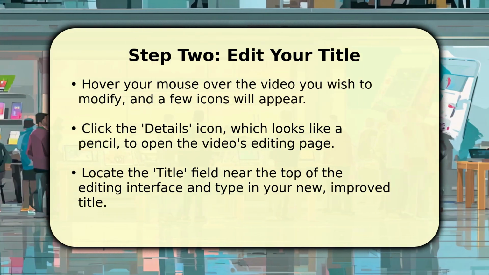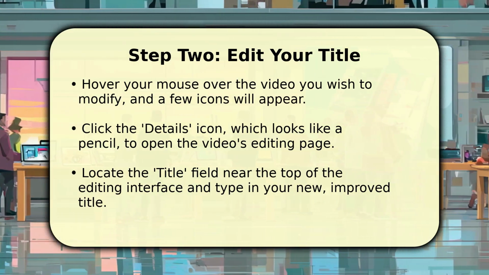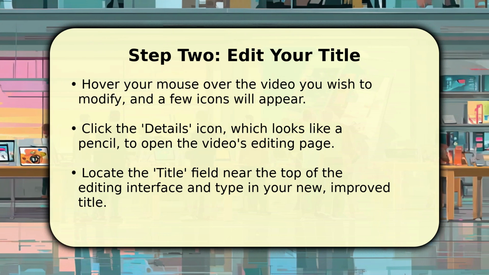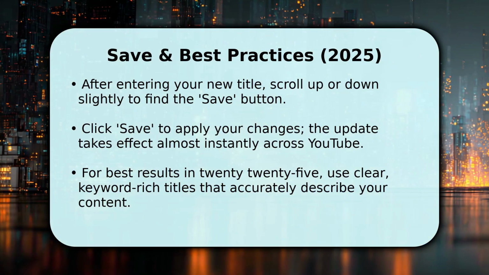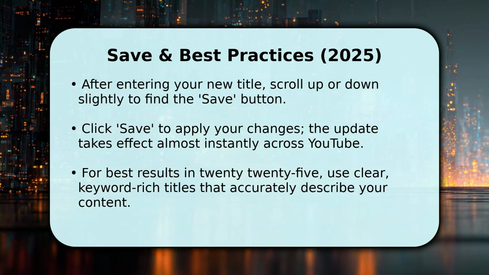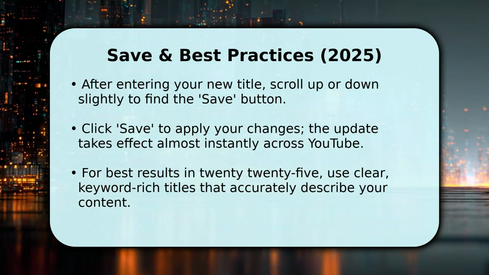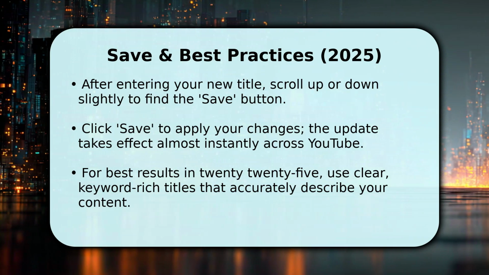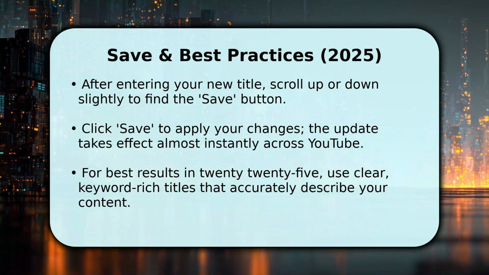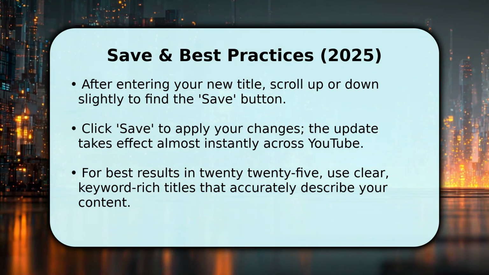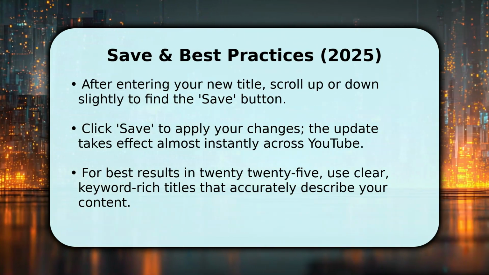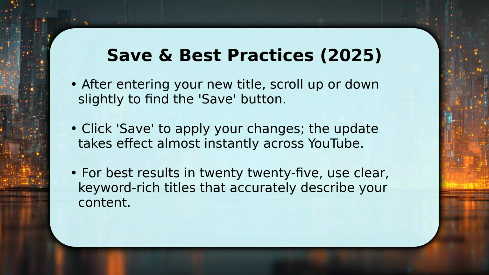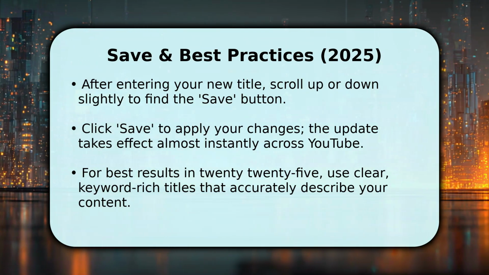Look near the very top of this page for the prominent title field. Here, you can simply type in your new and updated title. Once your fantastic new title is typed in, don't forget the most crucial step, saving your work. Look for the Save button, usually located in the top right corner of the editing screen, and give it a click. Your title update will then go live almost immediately across the entire YouTube platform.